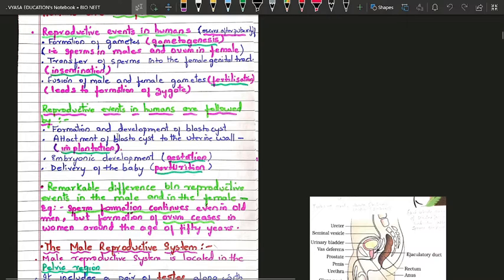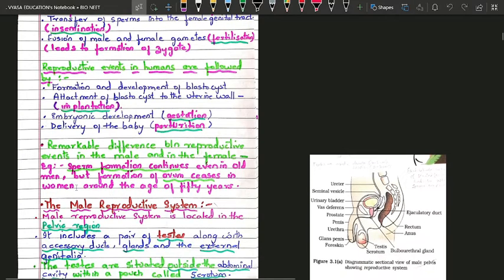So what are the events in humans which are followed by in the reproductive system? They are formation and development of the blastocyst, then implantation, gestation and parturition. What is the remarkable difference between reproductive events in the male and the female?